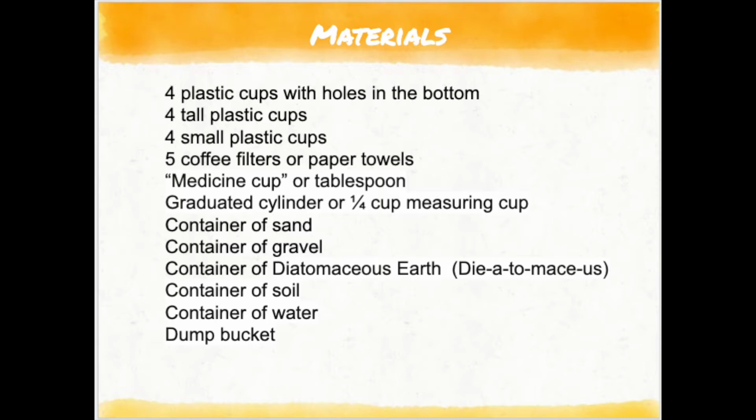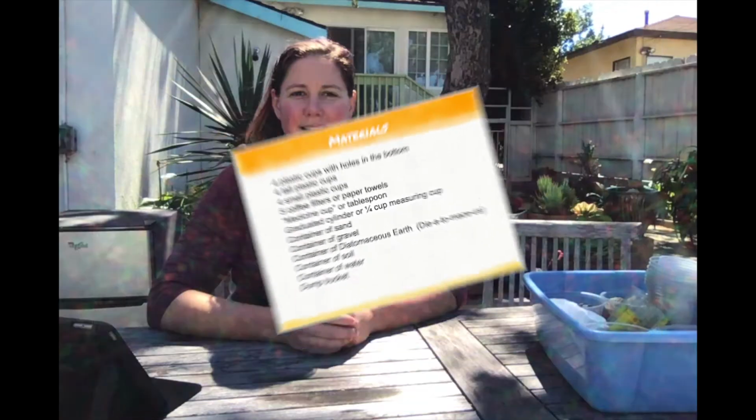You may not have a 2 tablespoon medicine cup or graduated cylinder at home, so you can use a tablespoon to measure each test material and a 1/4 cup measuring cup for the water. Our test materials are sand, gravel, diatomaceous earth, and soil. You may have none or some of these, just use what you have around the house. Finally, you will need water and a dump bucket. I know what you're thinking. What is diatomaceous earth? Well, let's take a look at it real fast before we get started.